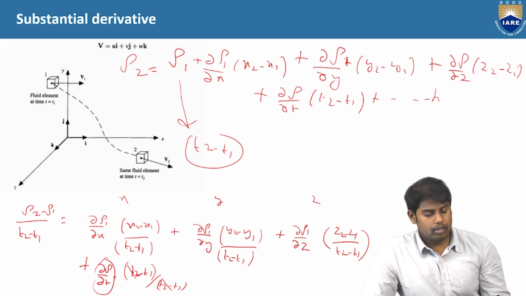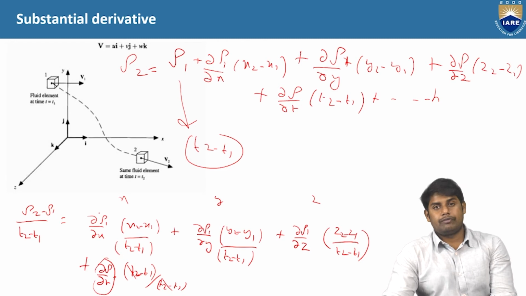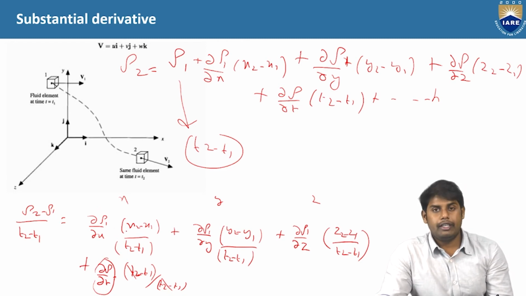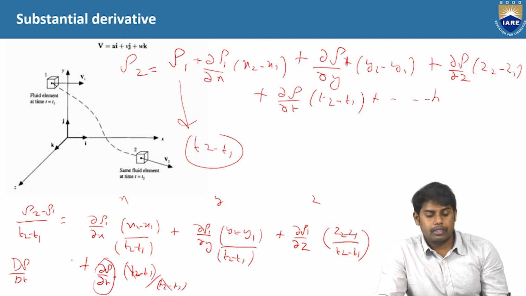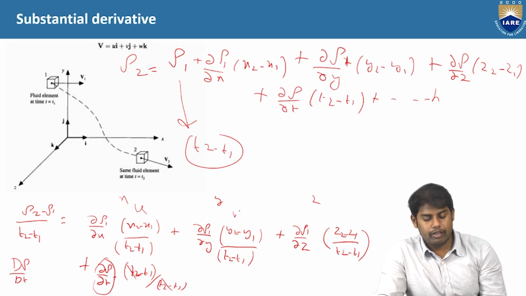Here you can see ∂ρ1/∂x and (x2 − x1) divided by (t2 − t1). If you take the average quantity here, the average derivative will change to capital D ρ by Dt. Then this quantity (x2 − x1)/(t2 − t1) will change to the u velocity, this quantity will change to the v velocity, and this quantity will change to the w velocity.